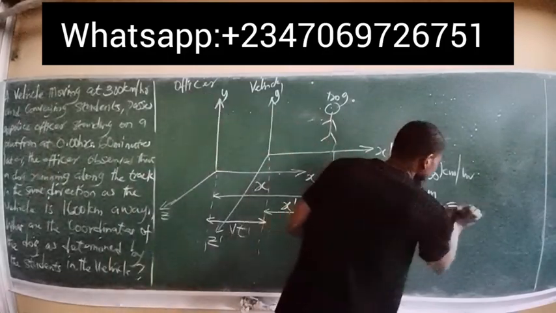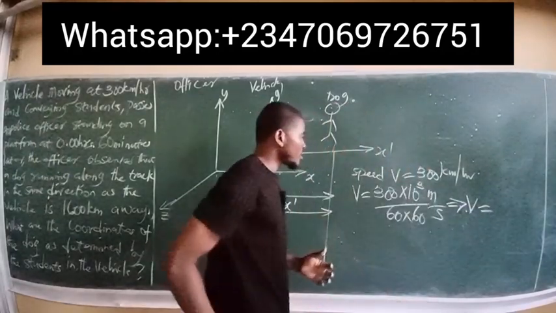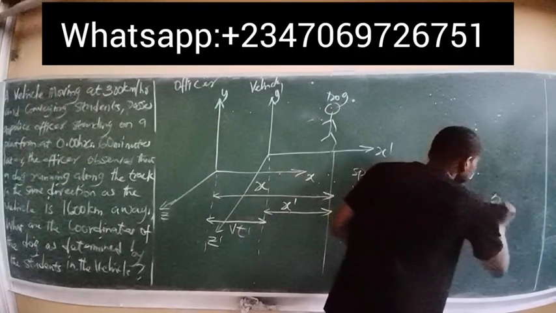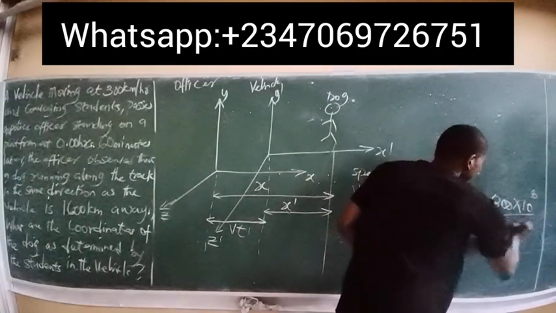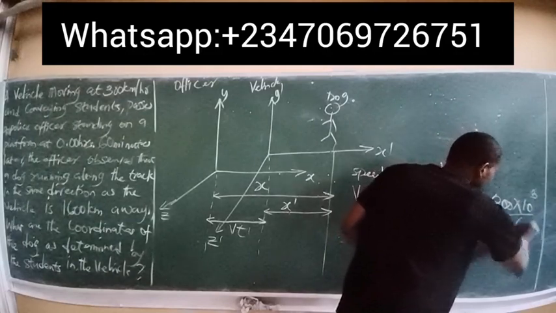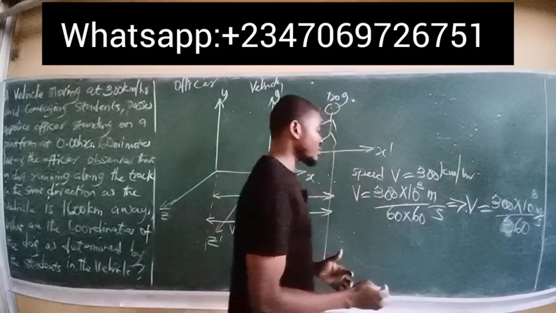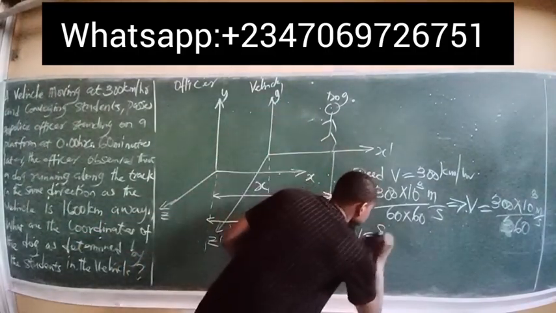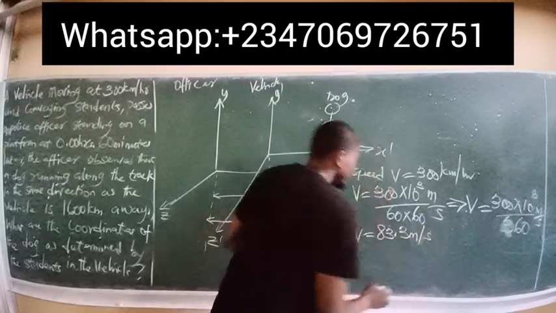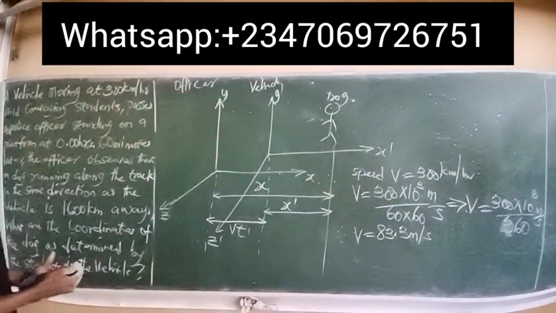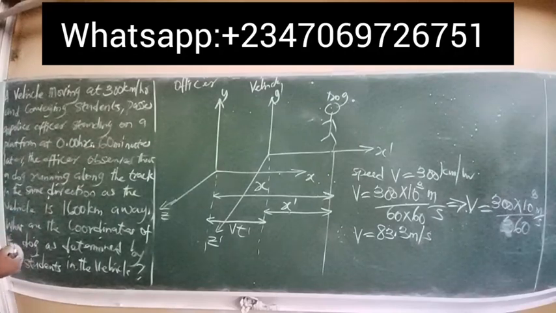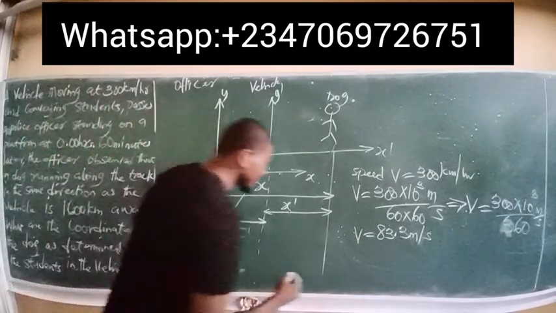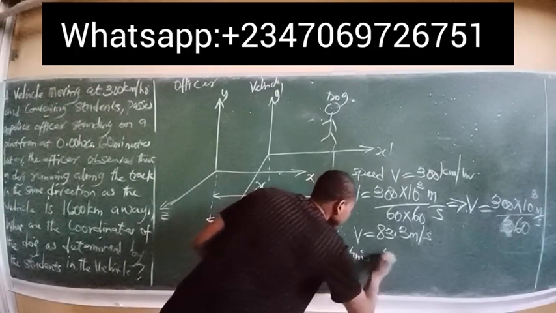If we do this, we observe that V is equal to 300 by 10 to the power of 3 all over 3,600, in meters per second. So velocity V is now equal to 83.3 meters per second. This becomes the velocity of the car. So a vehicle moving at 300 km per hour and conveying students passes an officer standing on the platform at 00 hours. 60 minutes later, the time is given as 60 minutes, so t equals 60 minutes.